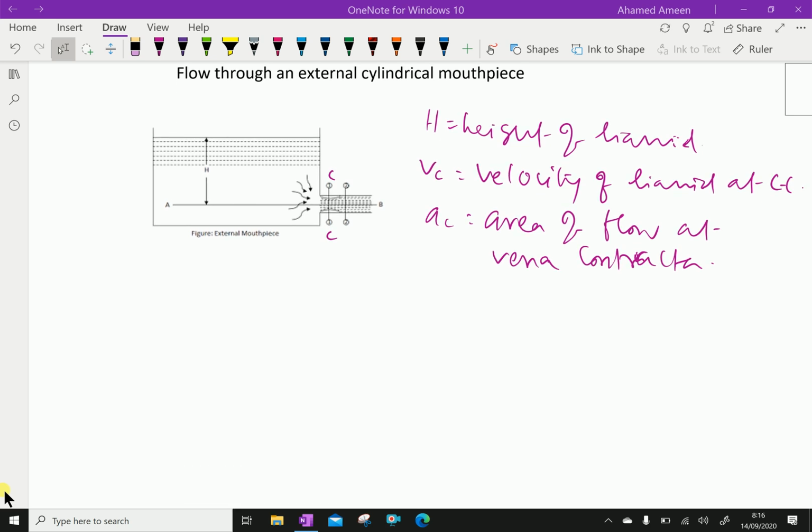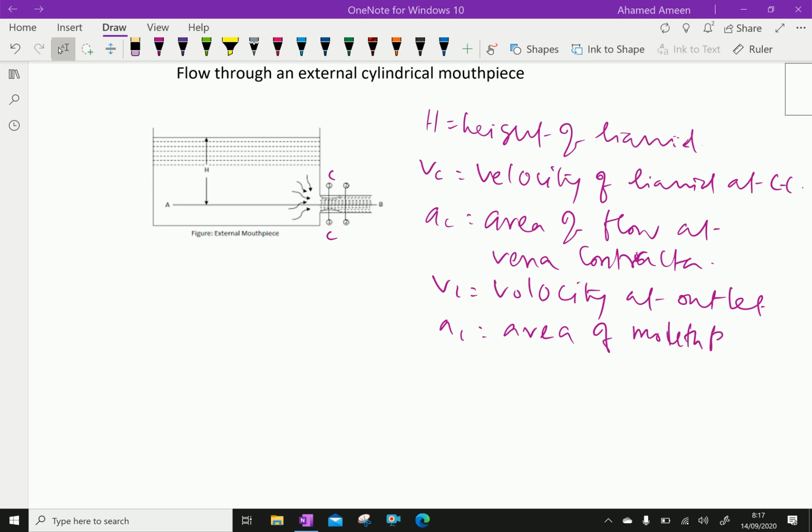Next, V1 is the velocity of liquid at the outlet, and A1 is the area of the mouthpiece at the outlet.